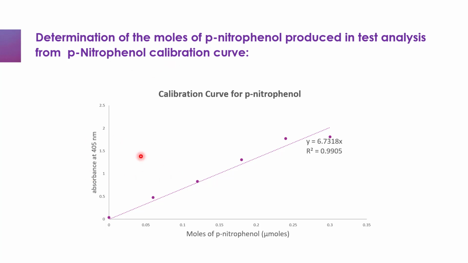So this is the calibration curve. These are our absorbances plotted against the moles of the p-nitrophenol, and this is the equation of the line for our calibration curve, which is y equals 6.7318x, and this is our R squared, giving us 0.9905.